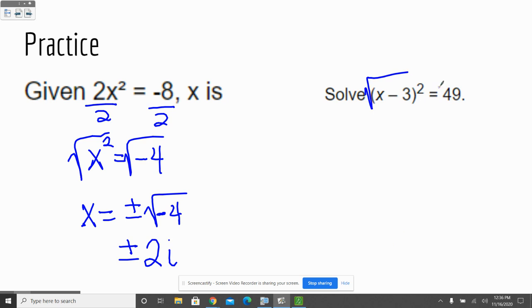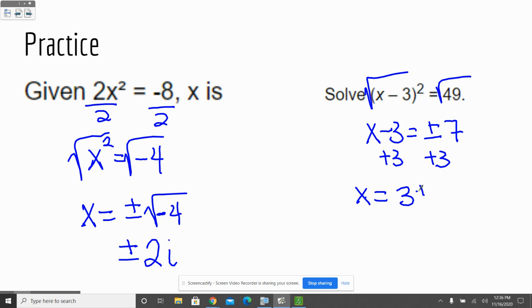Same type of thing here, square root both sides, except this time it's not imaginary. You get x minus 3 is plus or minus square root of 49, which is 7. Add 3 to both sides, and you get 3 plus or minus 7, which is 2 problems, 3 plus 7, which is 10, or 3 minus 7, which is -4.